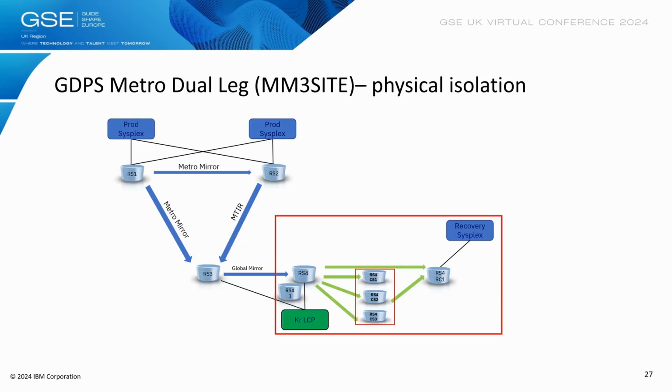Another example with a GDPS Metro dual leg with external LCP. So this is the same concept here. We are taking a copy of the production data off of RS3, but since this is a GDPS Metro environment on the production region, this time we are taking this copy with global mirror instead of global copy, to make the copy to the separated environment, and both the global mirror and the LCP environment is controlled by a separated LCP manager.